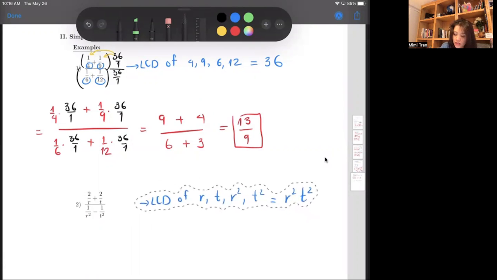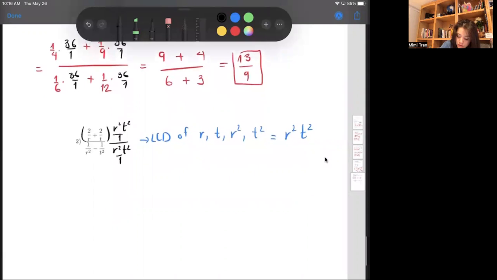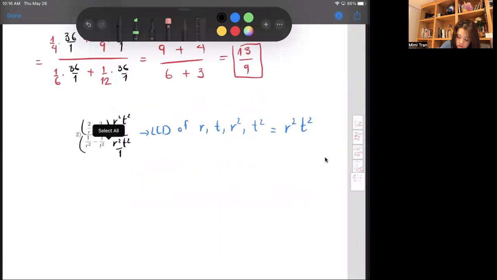So I can say LCD is R squared T squared. So all you have to do is multiply top and bottom by R squared T squared over 1. And then you distribute, right? Make sure you put the parentheses there. Make it neater. Now you distribute.